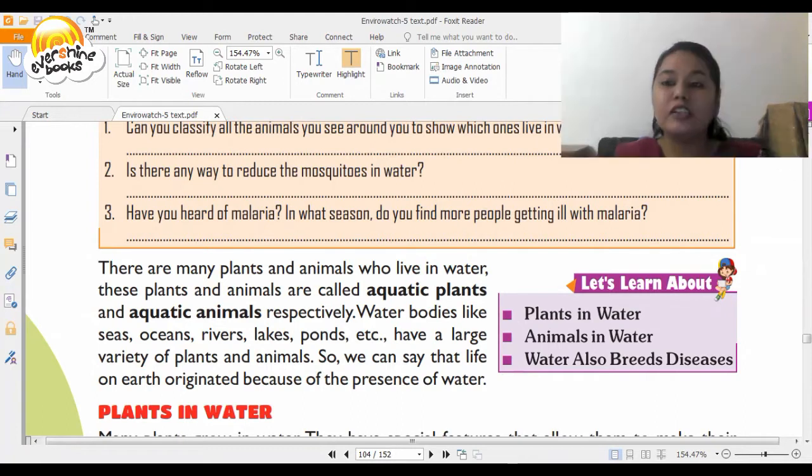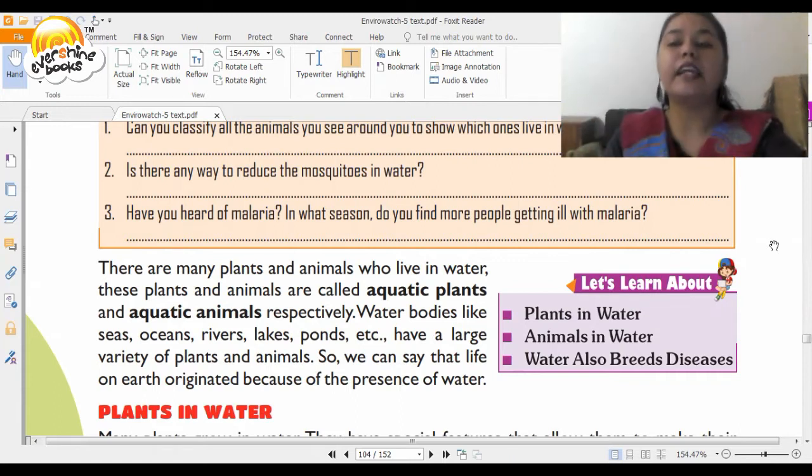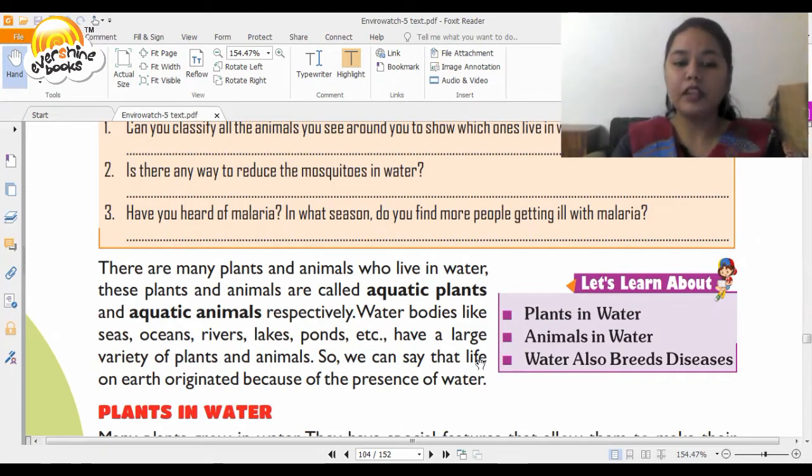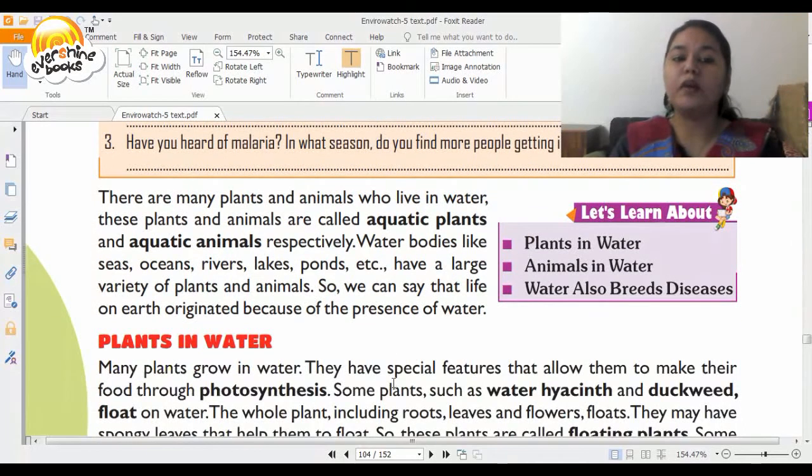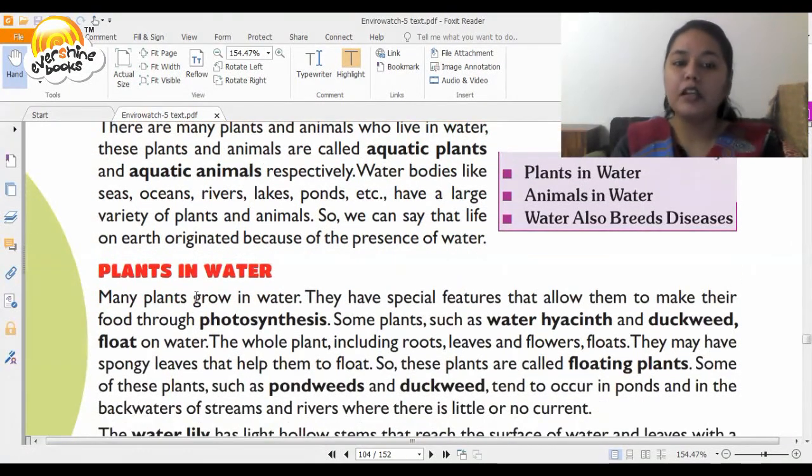All right. So we have basically learned about the definition of aquatic plants, that is the plants which are there in water, and aquatic animals, the animals that stay in water. Now first we talk about plants in water. Many plants grow in water. They have special features that allow them to make their food through photosynthesis. We've already learned about photosynthesis in the previous chapter.